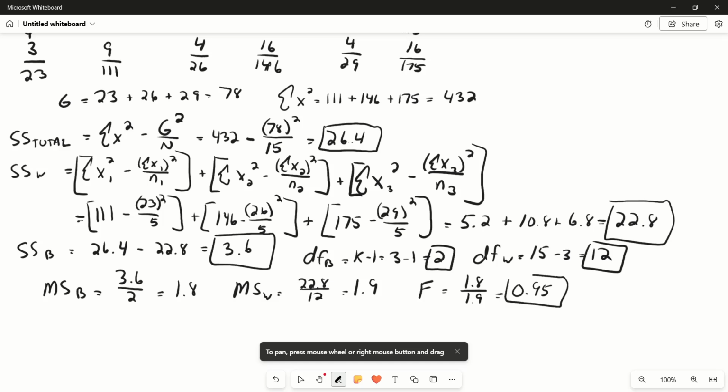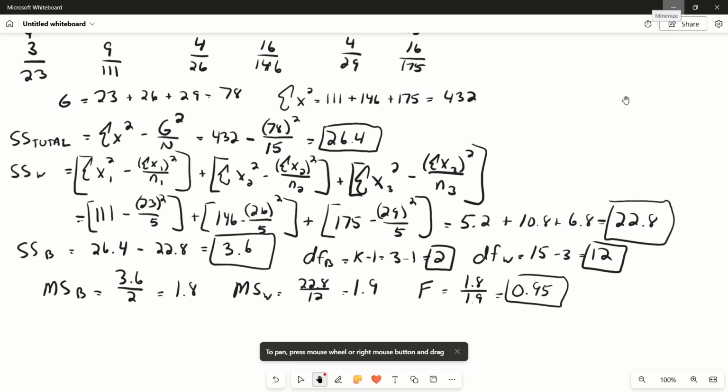Now, I don't really need to test this against the critical value. This value is less than 1, which basically is way far away from what F needs to be significant. So I can tell you right now, this is not going to be significant because it's less than 1. When the null is true, the F is around 1, and this is almost exactly 1. However, we can look up the critical value if we so choose. Our degrees of freedom are 2 and 12.